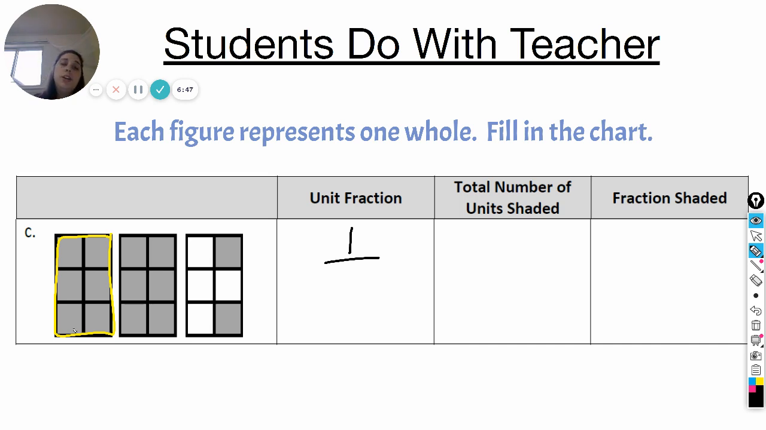Okay, so the unit fraction, you should have written 1 out of 6. If we count, there's 1, 2, 3, 4, 5, 6 pieces all together in one figure. So the unit fraction is 1/6. So that's saying each of these units or each of these squares is worth 1/6. Well, let's find out how many of those squares are shaded. Go ahead and count and then write on your whiteboard. What are the total number of units shaded or colored in?